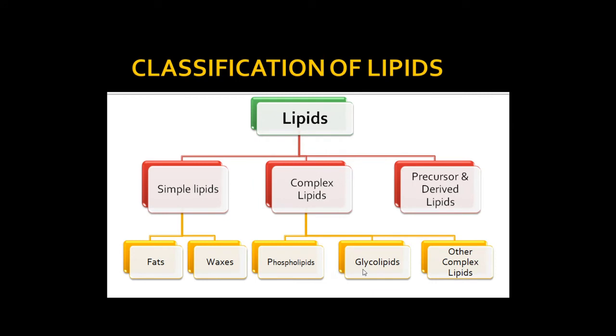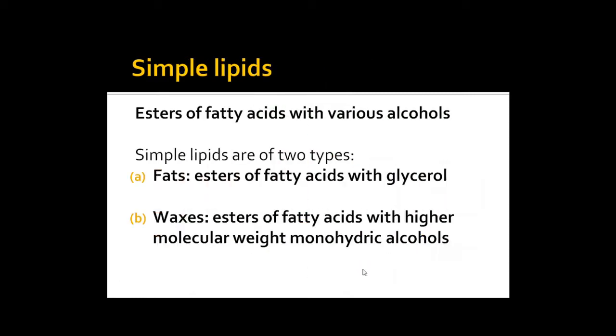Next, coming to lipids. Lipids can broadly be classified into three categories: simple lipids, complex lipids, and precursor or derived lipids. First, coming to simple lipids, these are esters of fatty acids with various alcohols and can be of two types, fats and waxes. We'll take up fats first. Fats are the esters of fatty acid with glycerol. So when the alcohol is only glycerol, it is called fat.